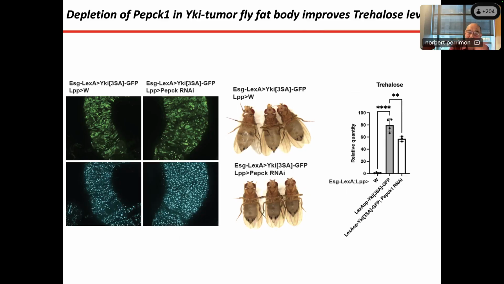And here is an example of how we can generate animals with very complex genotypes. We use 2 different binary systems, the Gal4-UAS system for one tissue, and then the LexA-LexAop system for the other tissue. So here we've generated flies which have gut tumors, but we've removed PepsiK from the fat tissues. What you see is that the bloated phenotype, which is present in the cachectic flies, is suppressed, and we see a decrease in the level of circulating trehalose.